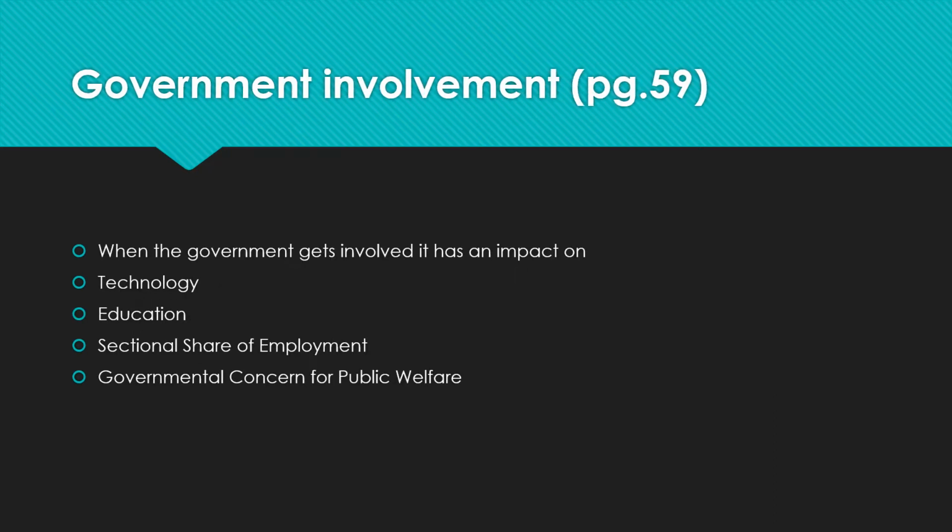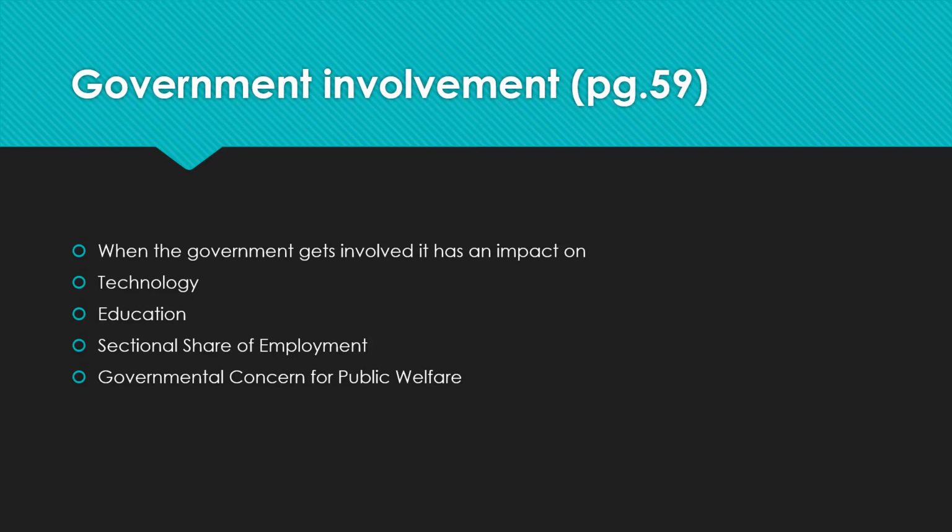So next we're going to look at government involvement, and we realize that when the government becomes involved, it has an impact on several different things. It impacts our technology. It also impacts our educational system. It impacts a sectional share of employment, and then also provides governmental concern for the public welfare.